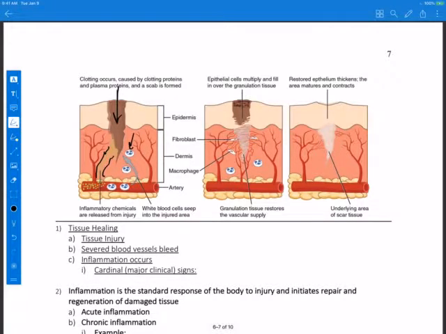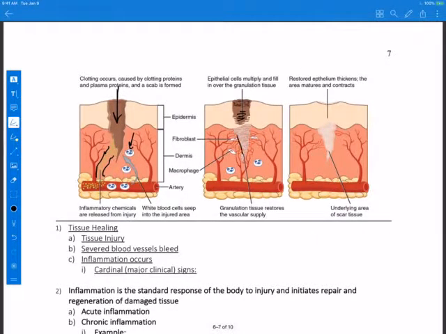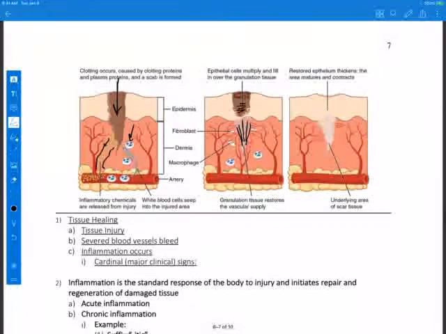The epithelial cells that have been damaged start to multiply and fill in over what is called granulation tissue here. The granulation tissue that's formed is basically restoring the blood supply to the injured tissue. And the restored epithelium, which you can see here, starts to thicken and mature and contract. And then there's going to be this underlying area of granulation tissue that becomes scar tissue.